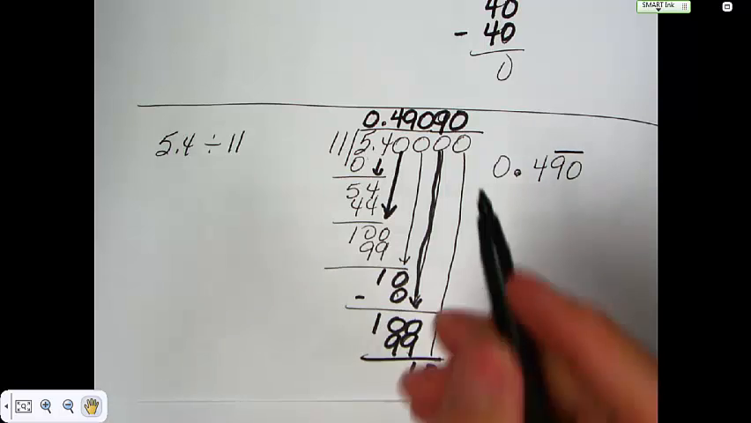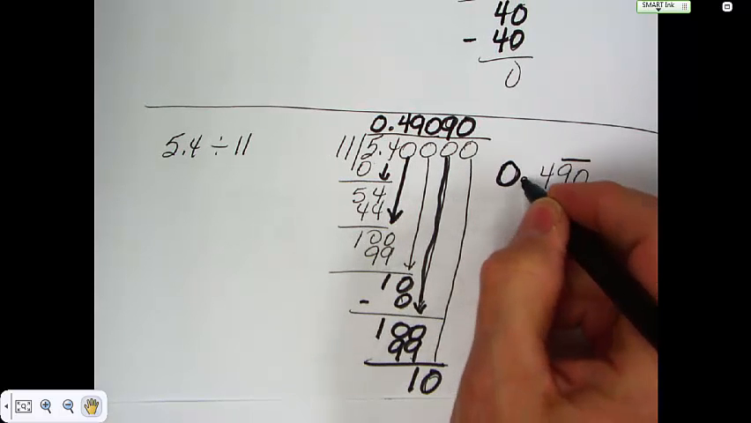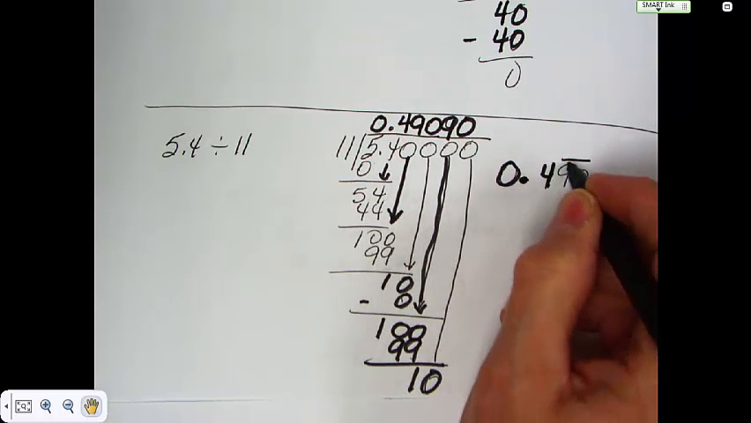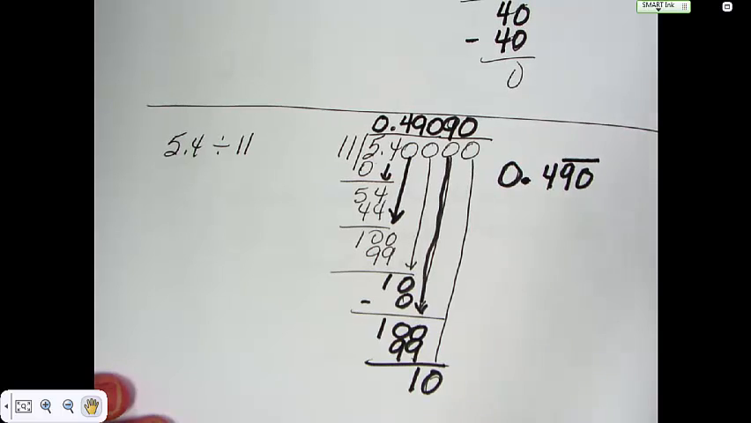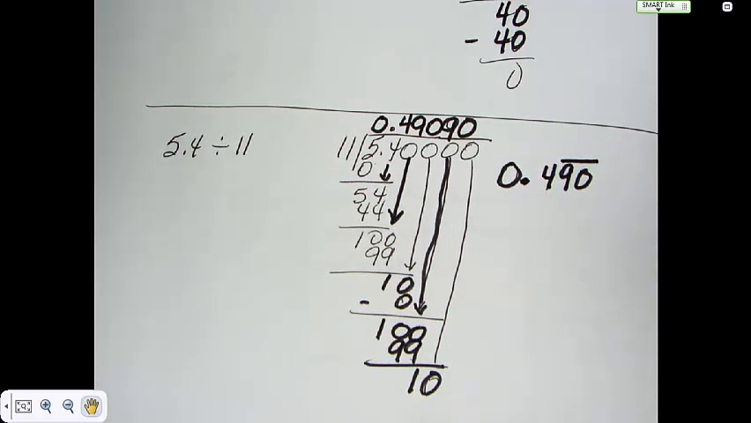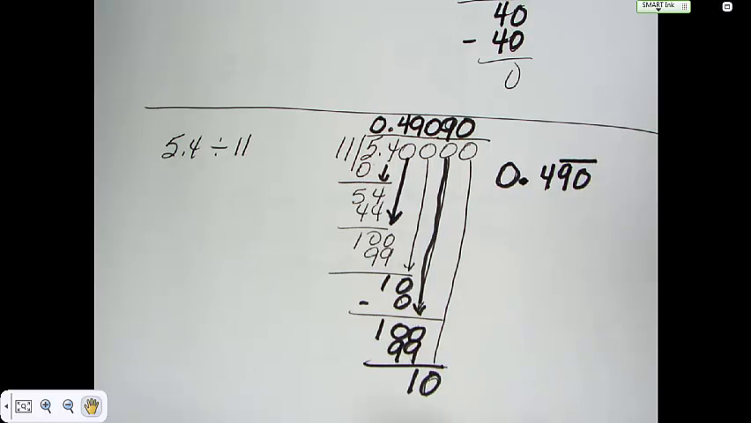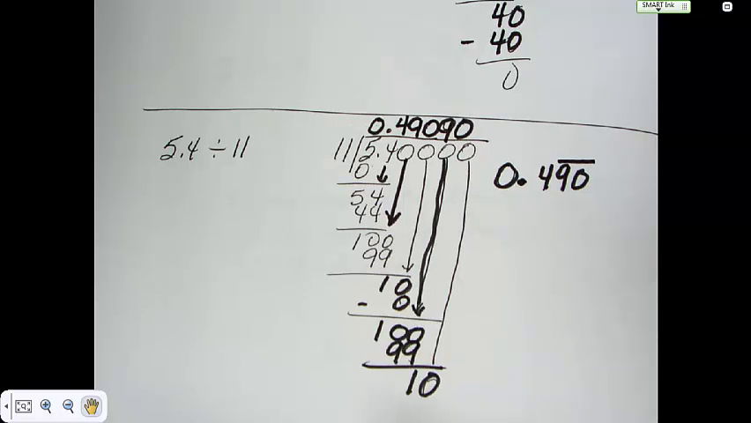So the answer is 0.490 with the repetend above the 90. Again, be careful about those repetends. You put them in the wrong place, and it would look like 490, 490, 490, when you really want 490, 90, 90. Big difference.